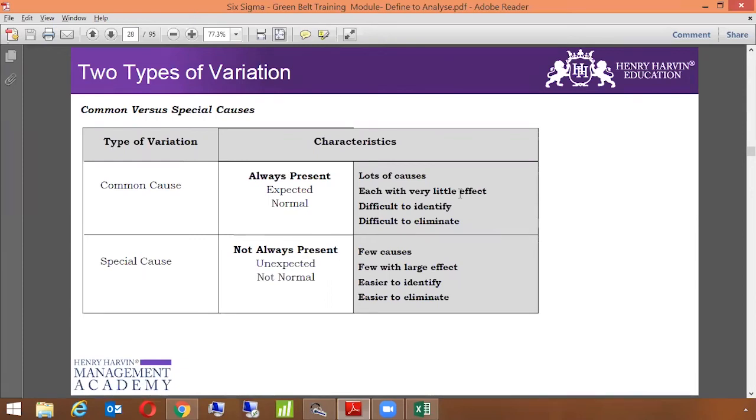However, a special cause is not always present. It's unexpected. It is not normal. There are very few causes which lead to special causes, very few with large effect. It is very easy to identify and very easy to implement. Okay.